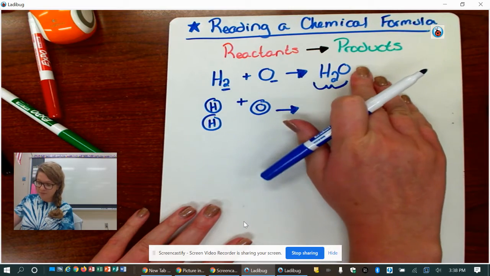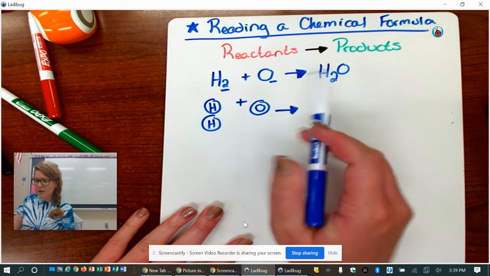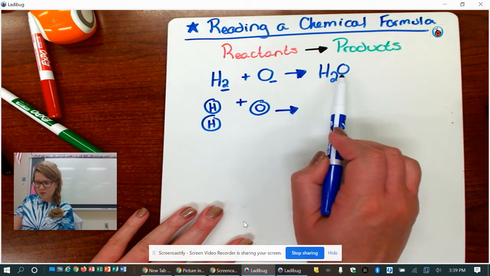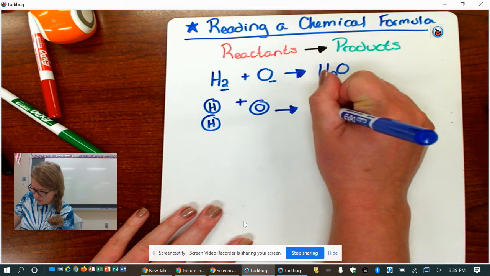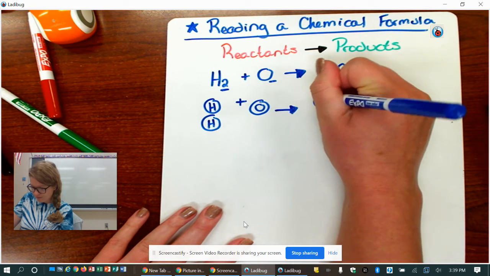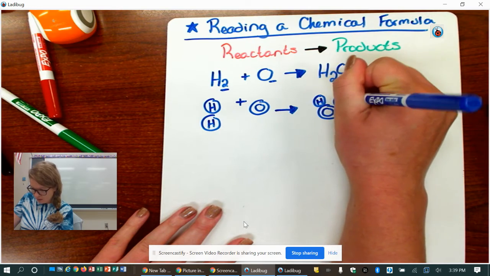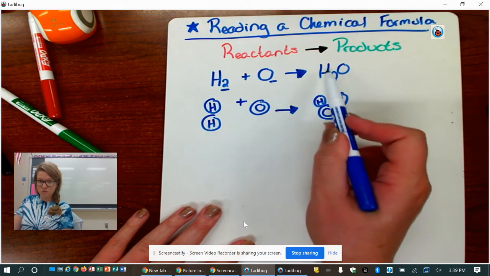But the subscripts still mean the same thing. Instead of being apart, I have two hydrogen and one oxygen bonded together. So that's showing me that I have my oxygen and I have my hydrogen. This is my molecule because they are bonded together because there's no space.